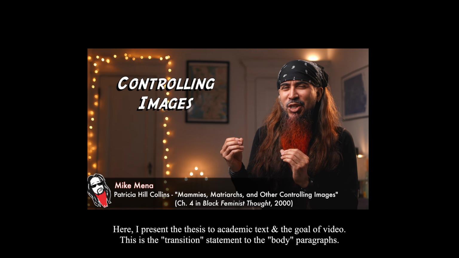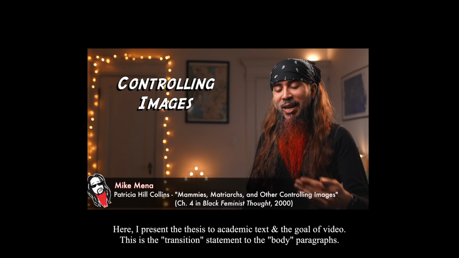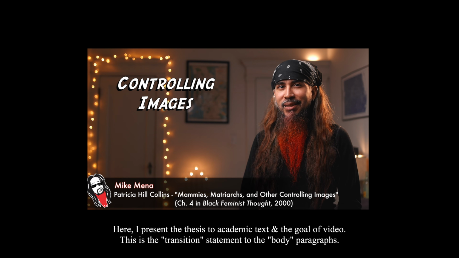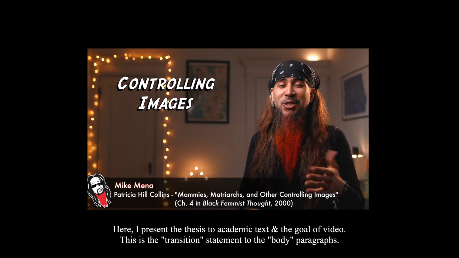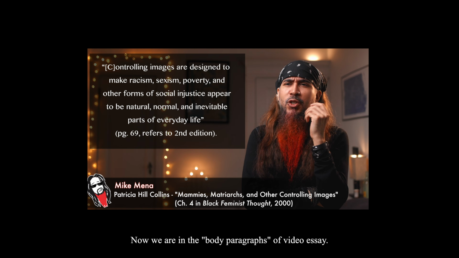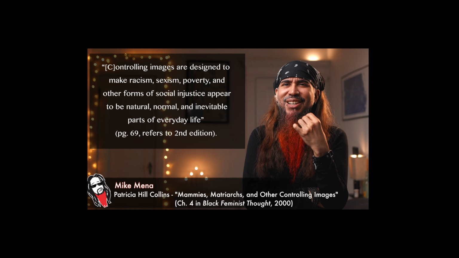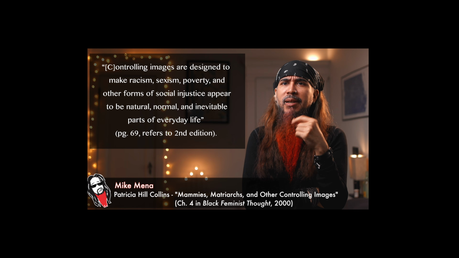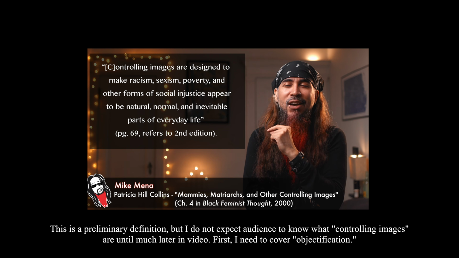Collins suggests that images like these have powerful effects on the world. They help shape and organize society. They reflect, they create, they reinforce power relations and racial hierarchy. So how does that happen? Let's find out. So let's start with a quote. Controlling images are designed to make racism, sexism, poverty, and other forms of social injustice appear to be natural, normal, and inevitable parts of everyday life.